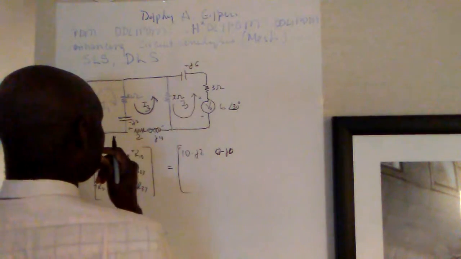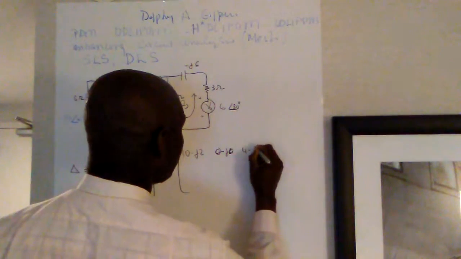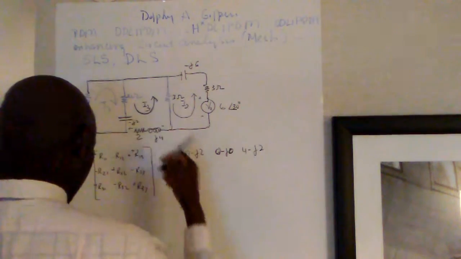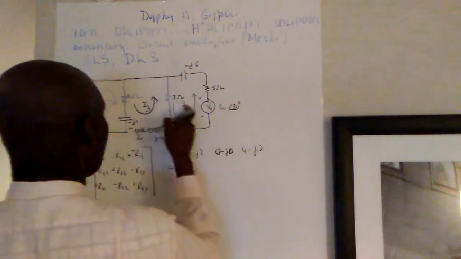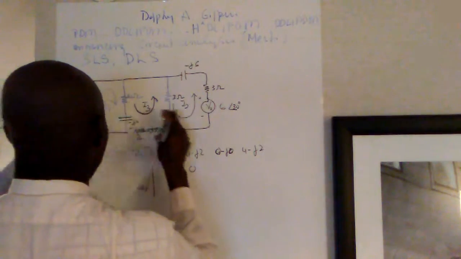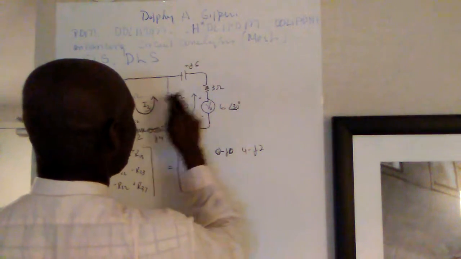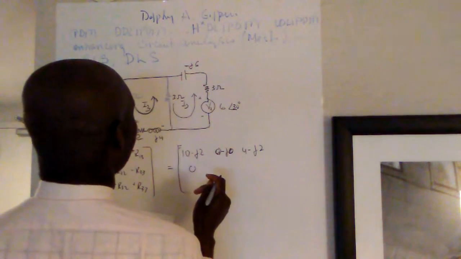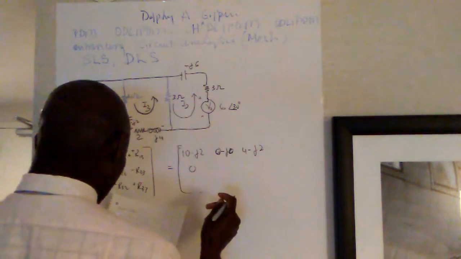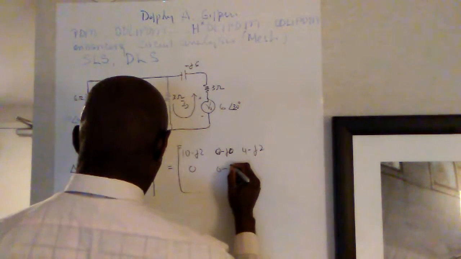And 1, 3, between mesh 1 and 3 would be 4 minus J2. Between 2 and 1 would be 0 again. There's nothing common there, or mutual. Between 2 and 2, it would be, add up these 3 and 3, 6. And that would be 6 minus J6.